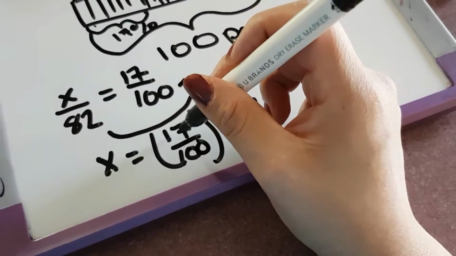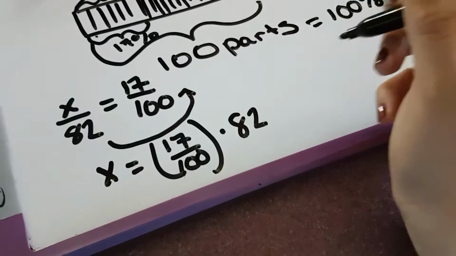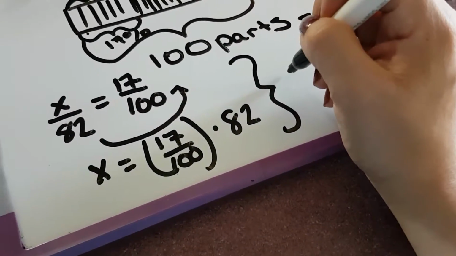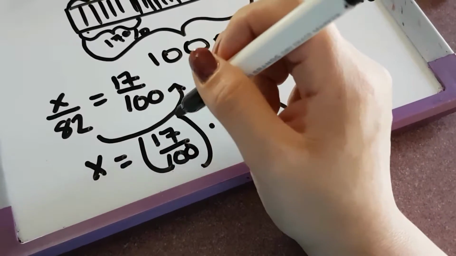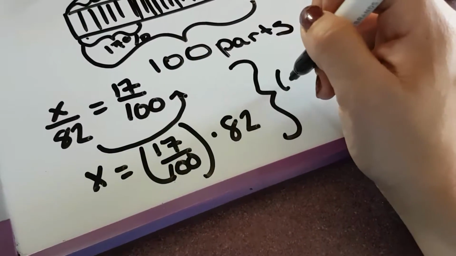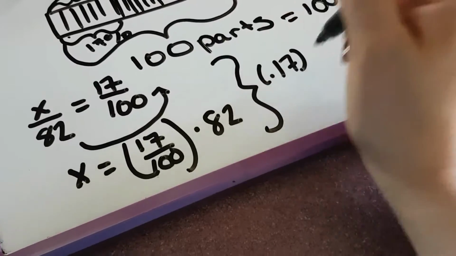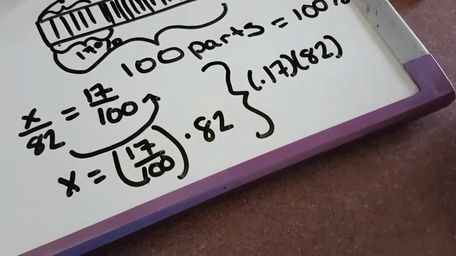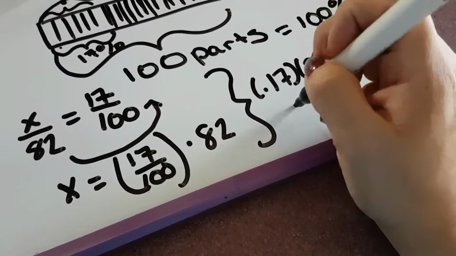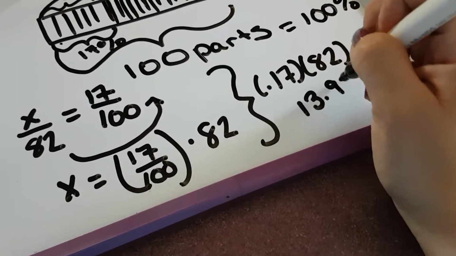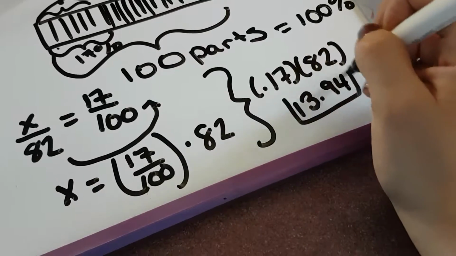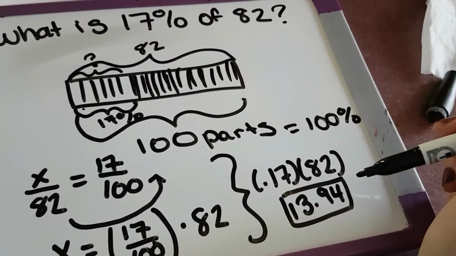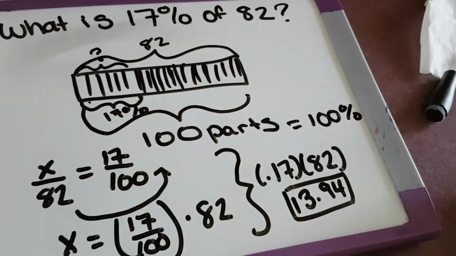Now that we know that 17 out of 100 is already 17%, we're going to convert this into a decimal. So this will be 0.17 times 82. And this will equal 13.94. And that will be our final answer. 13.94 is being used out of the 82.